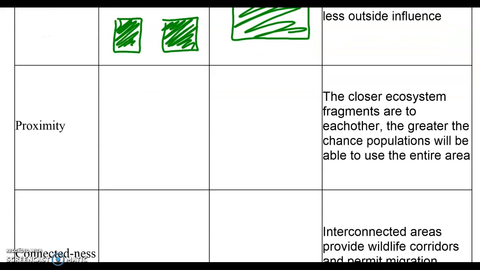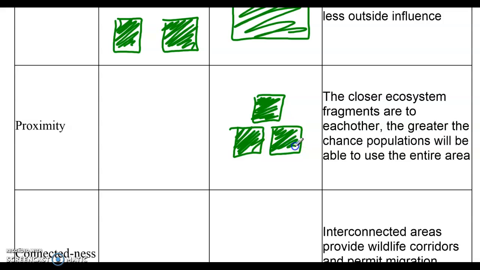All right, so the third factor here is proximity. So meaning, let's say we had to build 3 ecosystems. So we had to split the land in 3 ways. So the best option, if you have to do it in multiple sections, would be to have the sections as close as possible. Okay, so let's say we have our 3 blocks here, right?